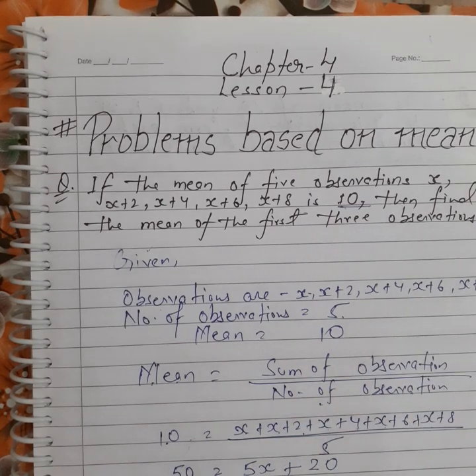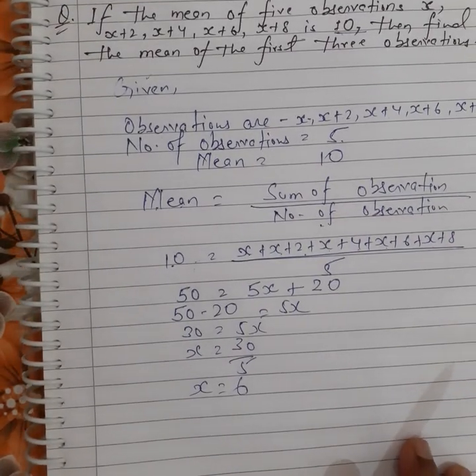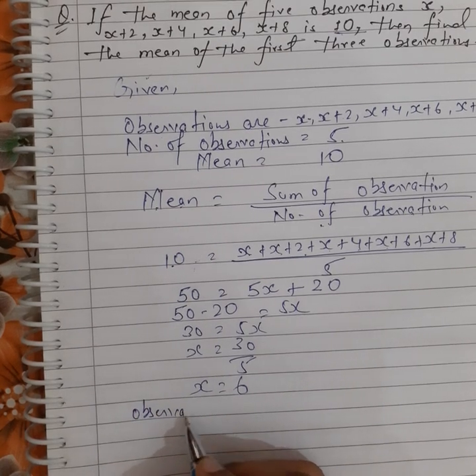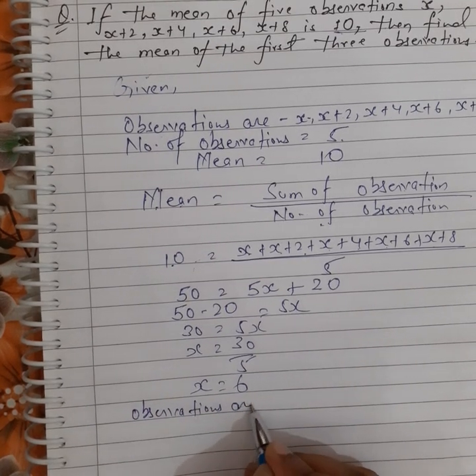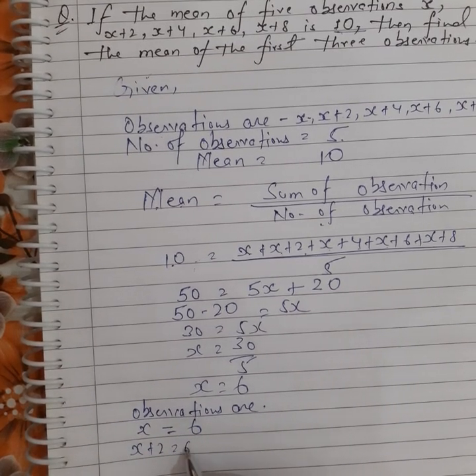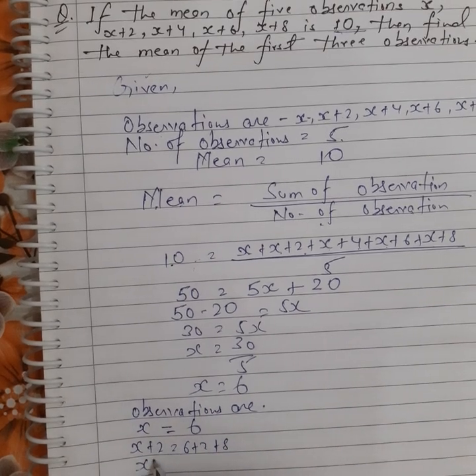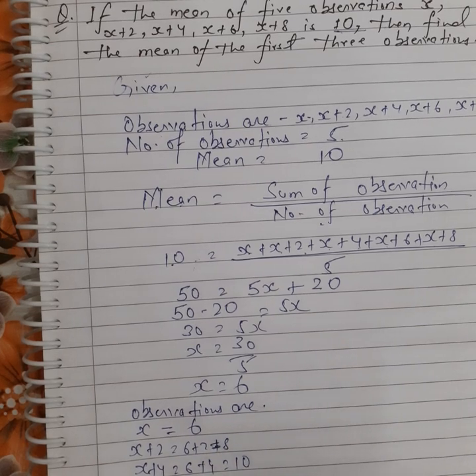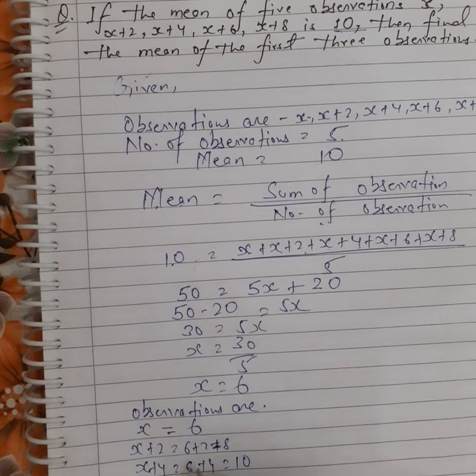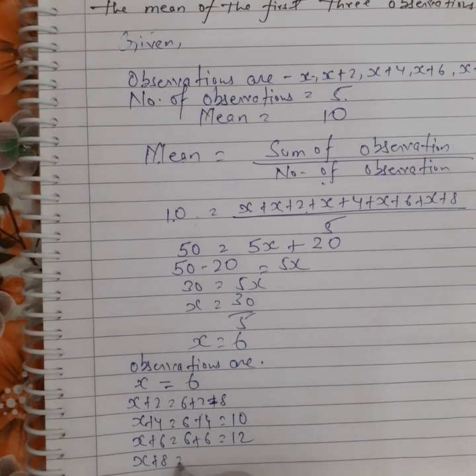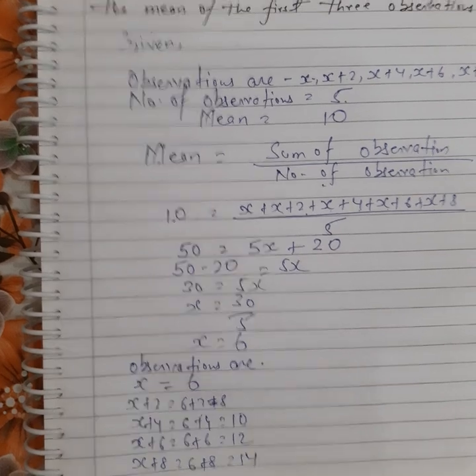Now what we have to do? Find the mean of the first 3 observations. So first we have to find the observations. First is x, that is 6, second is x plus 2, that is 6 plus 2, 8, and the third is x plus 4, 6 plus 4, that is 10, x plus 6, 6 plus 6, that is 12, and x plus 8, 6 plus 8, that is 14.